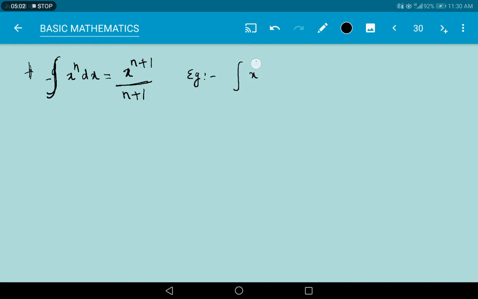Integration x to the power of 4 dx. So x to the power of 4 dx gives x to the power of n plus 1, 4 plus 1, by 4 plus 1. So what are we going to get? x to the power of 5 by 5 is the integration of x to the power of 4 dx.